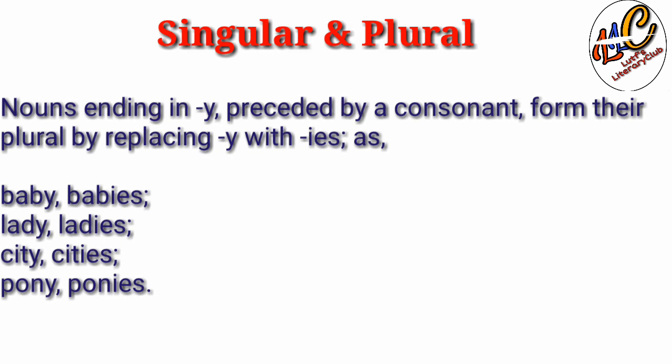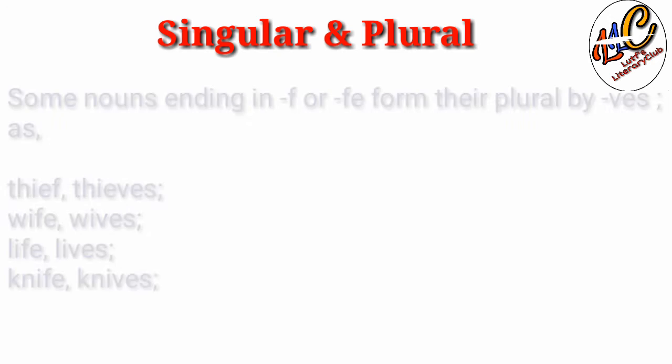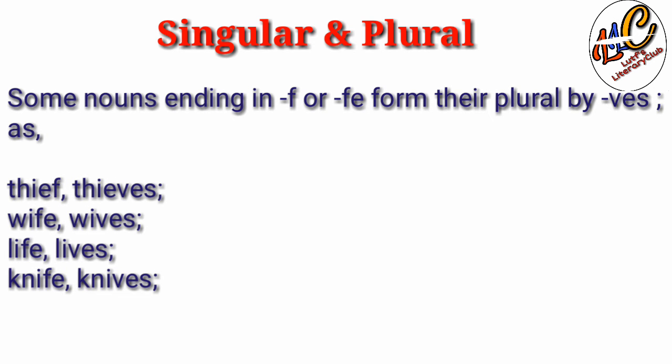Nouns ending in y preceded by a consonant form their plural by replacing y with ies. For example, baby, babies, lady, ladies, city, cities, pony, ponies. Some nouns ending in f or fe form their plural by ves. For example, thief, thieves, wife, wives, life, lives, knife, knives.